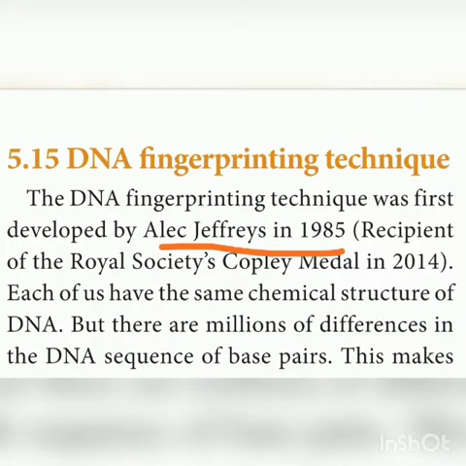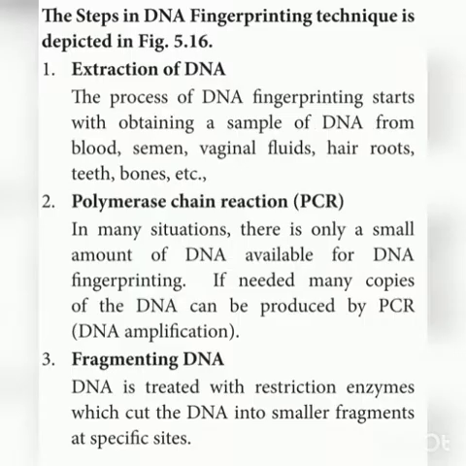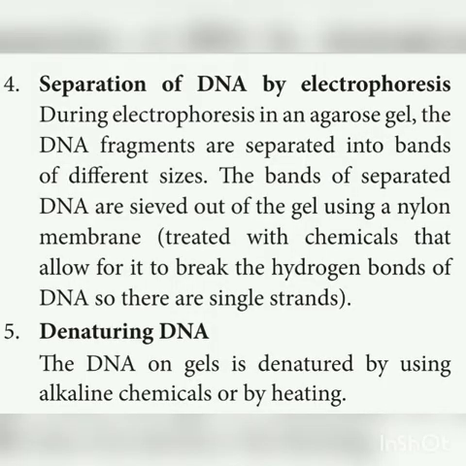And next is DNA fingerprinting. DNA fingerprinting is a technique which is used to find out criminals, right? How to study the steps in the DNA fingerprinting technique. There are various steps involved in DNA fingerprinting. First one is extraction of DNA. Second one is polymerase chain reaction, PCR. Third is fragmenting the DNA. Fourth one is separation of DNA by electrophoresis. And fifth one, denaturing of DNA.